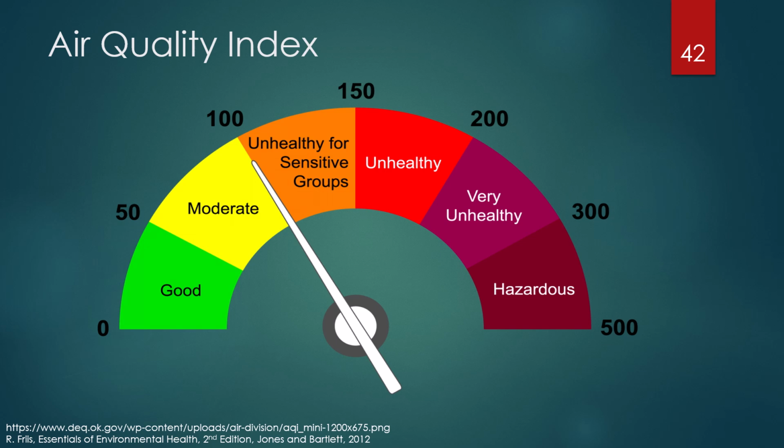A score between 150 and 200 is unhealthy, meaning that there is a risk for adverse health events for everyone, with a more serious risk for sensitive groups. A score between 200 and 300 is very unhealthy, which means that everyone is at risk of more serious health effects. A score between 300 to 500 is hazardous, this level would trigger a health emergency.